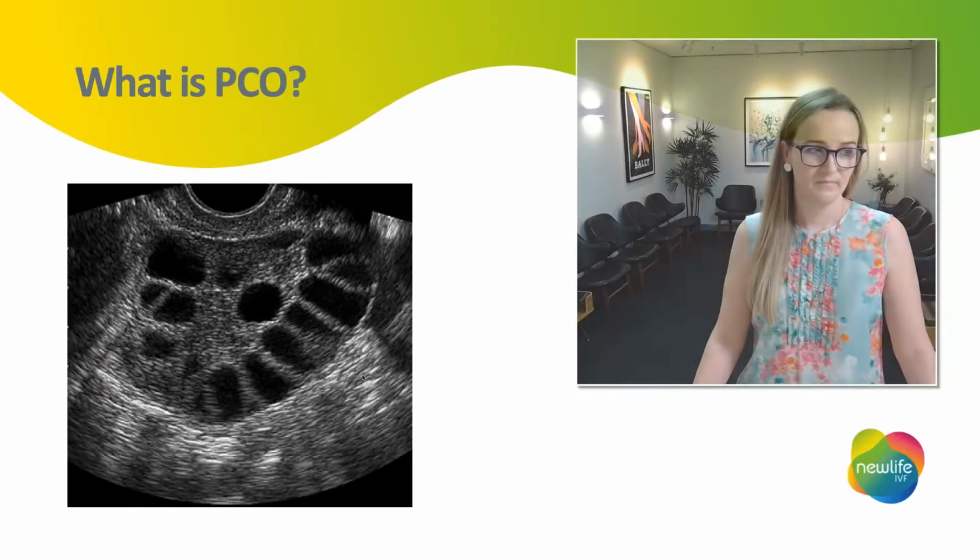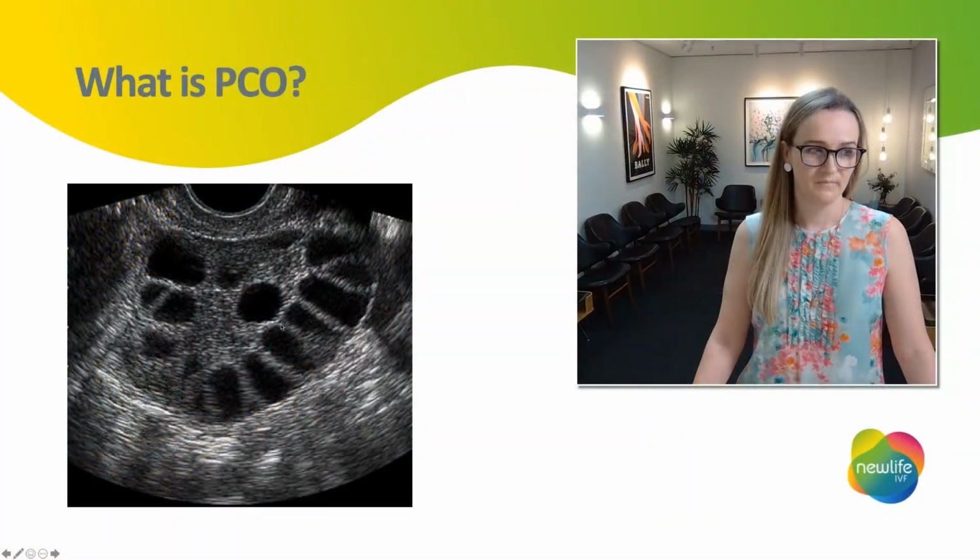So first, what exactly is PCO? PCO is actually an ultrasound definition, and this is a picture of a PCO, or a polycystic ovary. Sometimes we call it polycystic ovarian morphology, or PCOM. It means that these fluid-filled structures on the ovary are there in numerous amounts, and the current definition is greater than 20 per ovary.